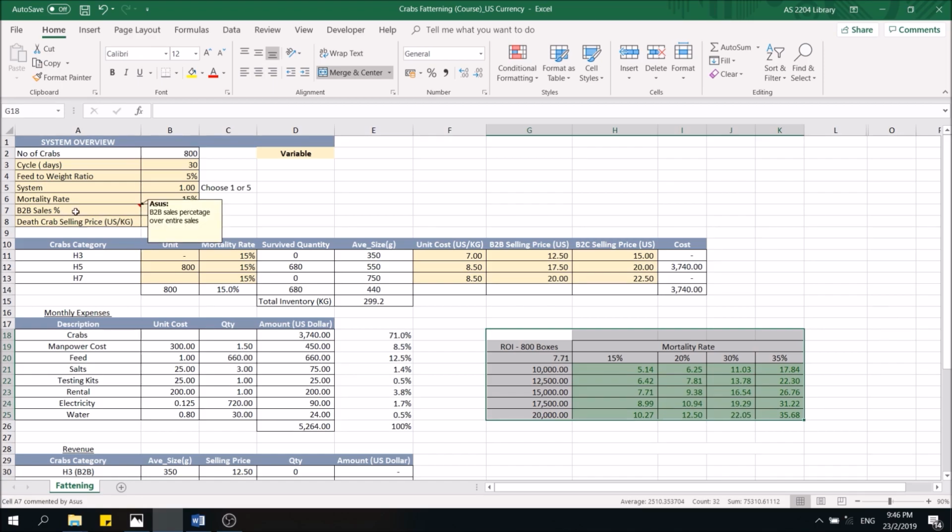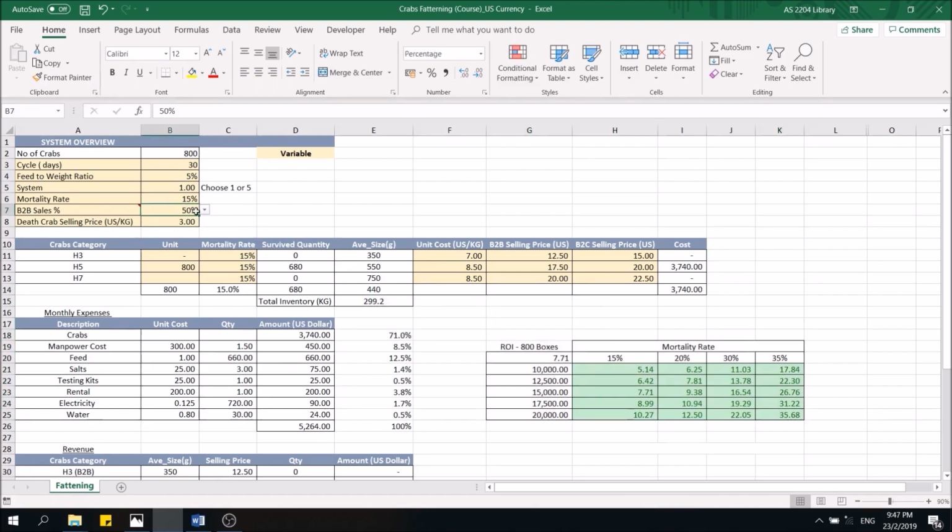Next, I'm going to show you guys the system. So let's change this back to 100%. Okay, so let's see if I want to do it in scale. Let's say I do it 5,000 boxes. So it will change to 4,000 crabs in total. So everything the same. Okay, now for manpower.